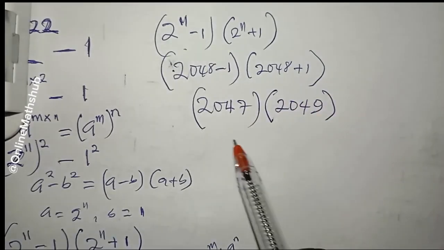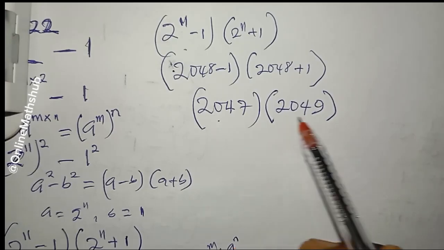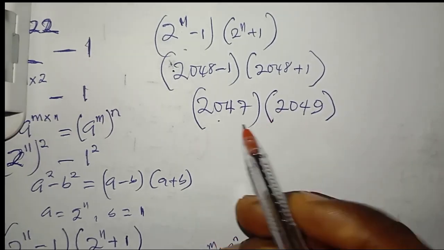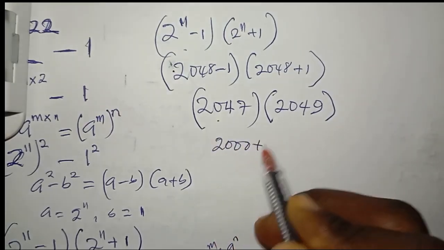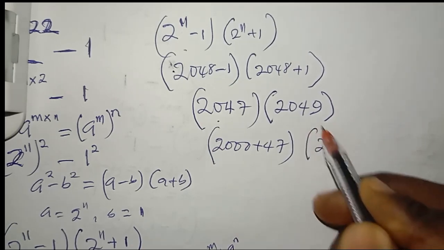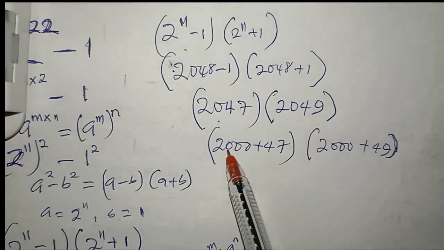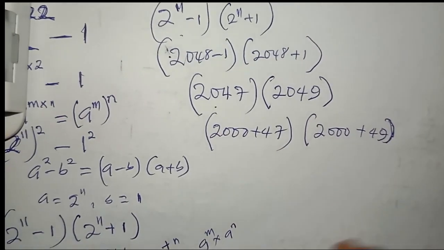2049. The next challenge will be how to multiply these two brackets right here. I'm just going to show you a very simple trick, and the trick is just for you to split these two numbers. You can split this one as 2000 plus 47, and then you can also split this one as 2000 plus 49. So you've got it in the form of a plus b multiplied by a plus b, and you can just use the expansion rule to do that.